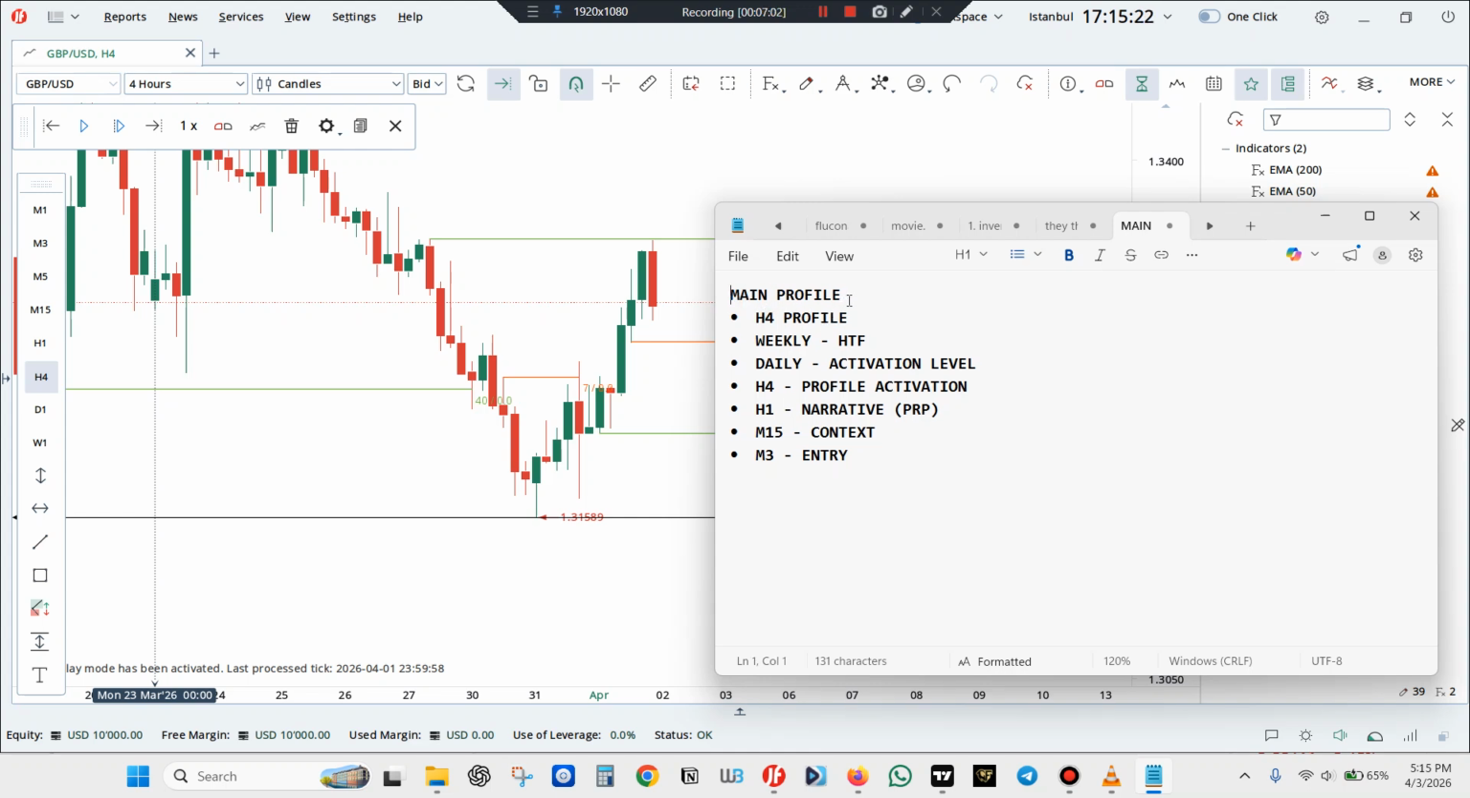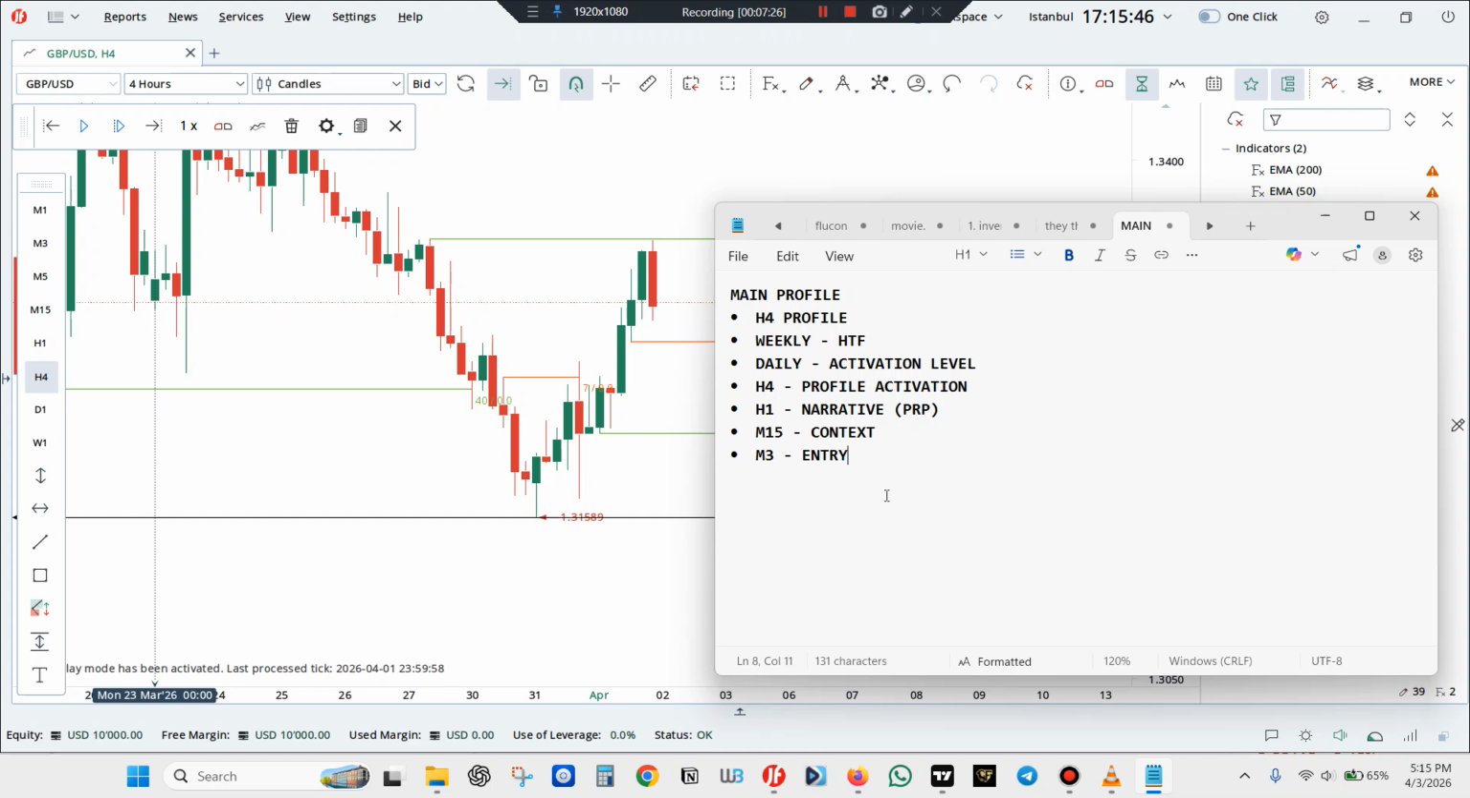And so when I say main profile, I mean this could be the only profile we are trading. We are not trading H1 profile, we are not trading daily profile, we are only trading H4 profile. So assuming you've mastered it, because this is how I started. I started by mastering H4 profile, and then later on I came and did mastery on H1 profile. So think of H4 profile to be your main profile.